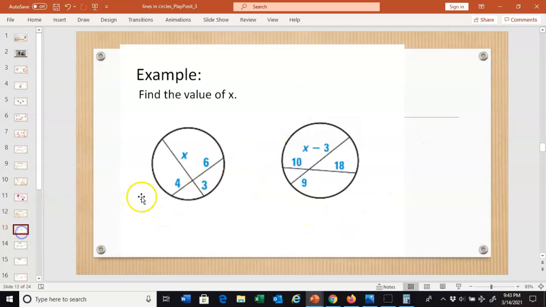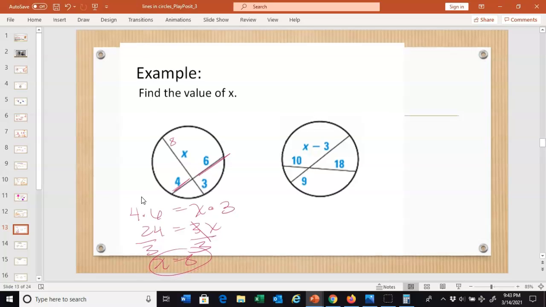So let's try it. Find the value of x. So we'll do 4 times 6. 4 times 6 equals x times 3. And let's just solve for x. So 24 equals 3x and divide by 3. x is 8. And that makes sense too if you look at this because it's the largest segment visually and it's the largest number.